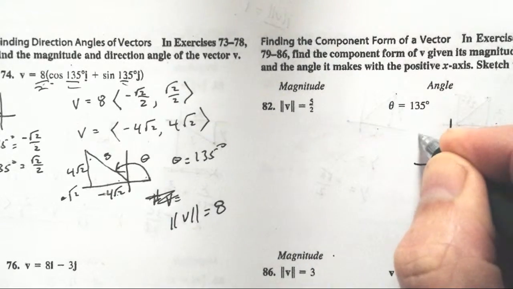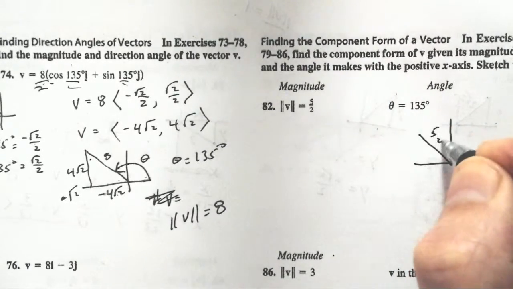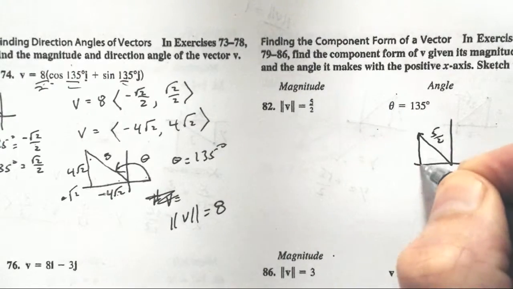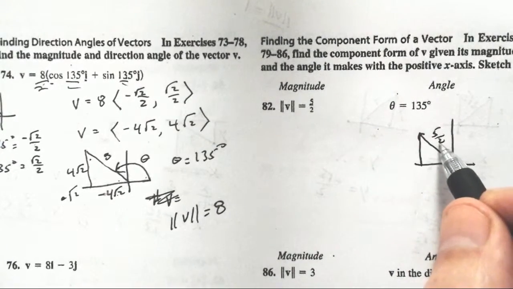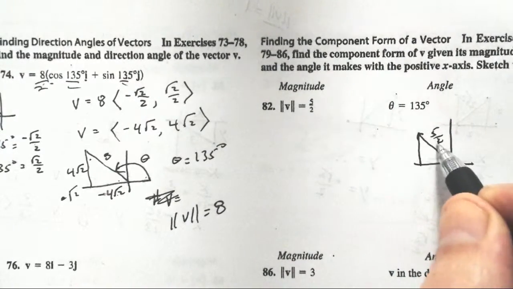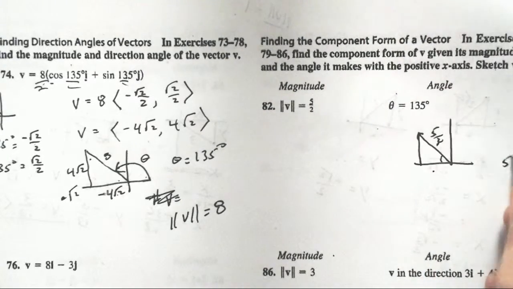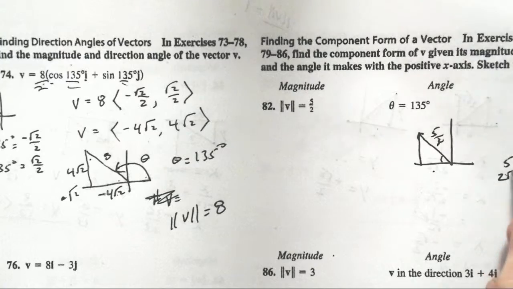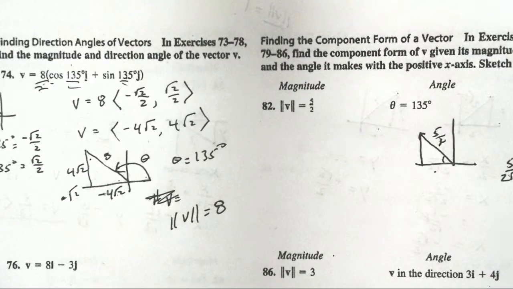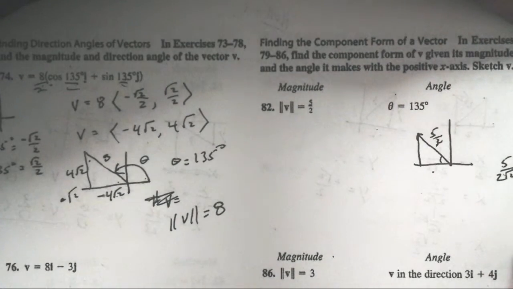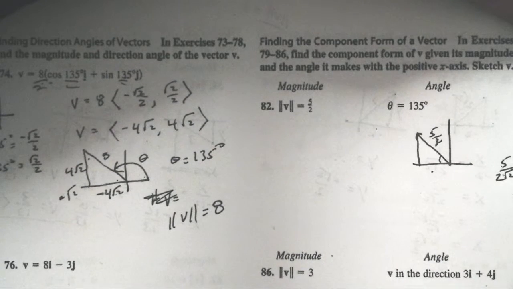135 degrees, 5 on 2 for the magnitude. How do I get from, in this 45, from the long side to the short side? We divide by square root of 2. So that would be 5 on 2 square root of 2. If I multiply that by square root of 2 on square root of 2, I get 5 square root of 2 on 4.